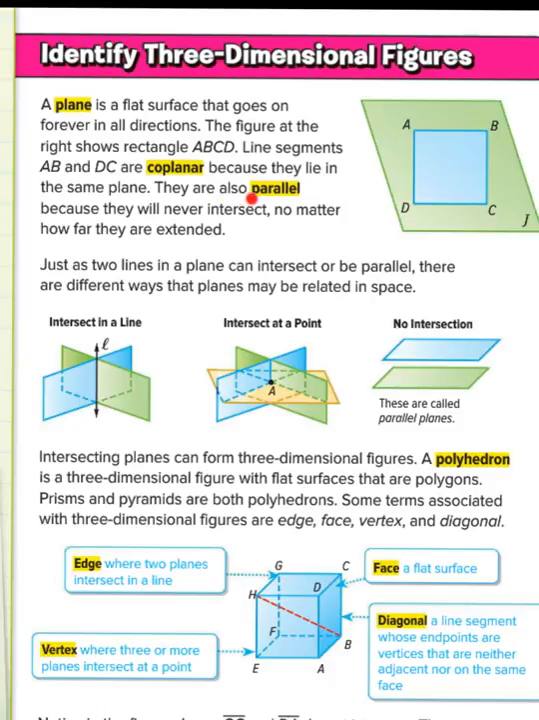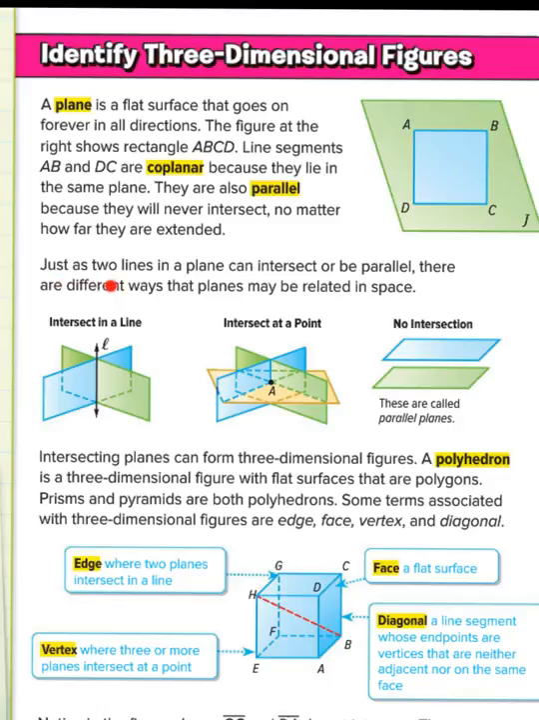They are also parallel because they will never intersect no matter how far they are extended. You see how this is a straight line and this one's a straight line? This means they're going to continue on straight forever, infinity, and this one too, forever, in both directions. So they'll actually never touch, and that's why we call them parallel lines.